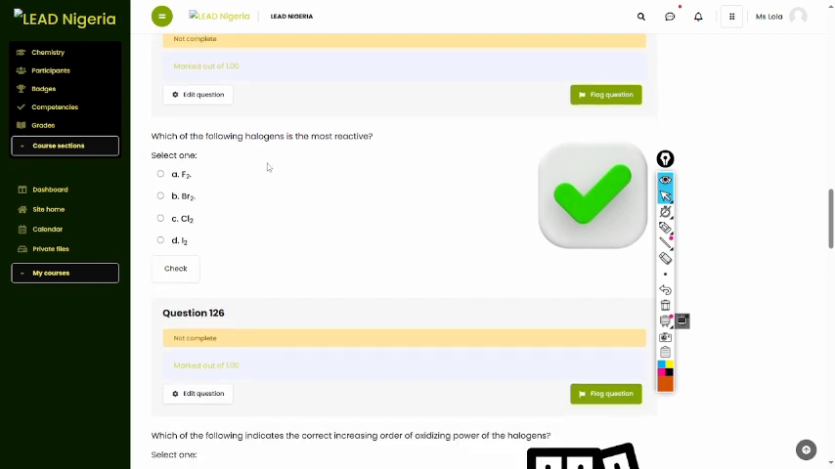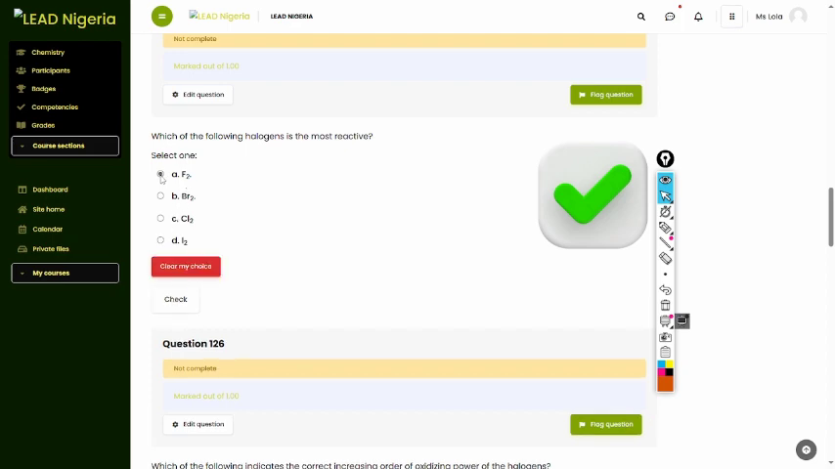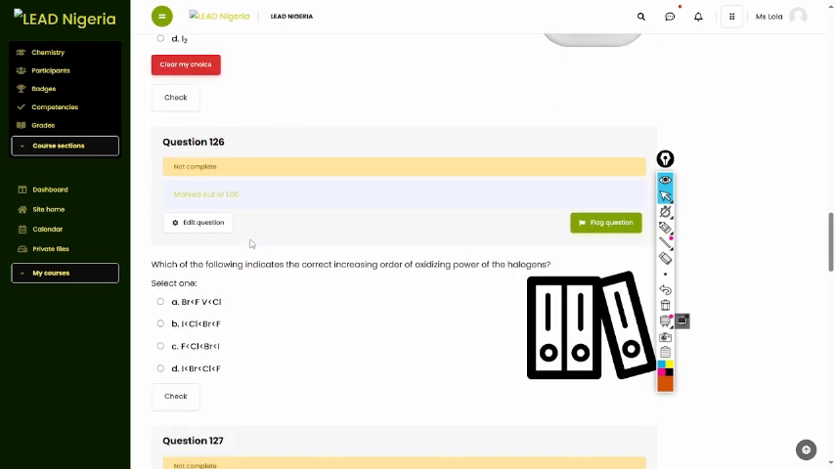Which of the following halogens is the most reactive? Reactivity of halogens decreases as you go down the group. So fluorine, being at the top of the group, is the most reactive halogen. Then the least reactive would be iodine. So the most reactive is fluorine. So the answer is A.